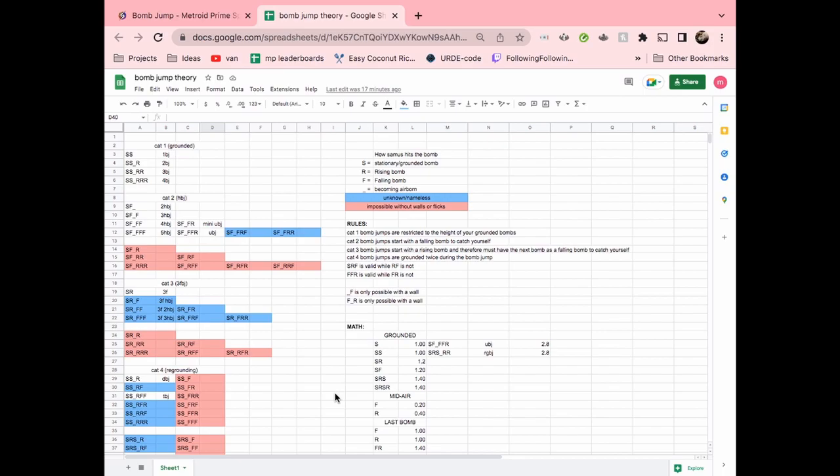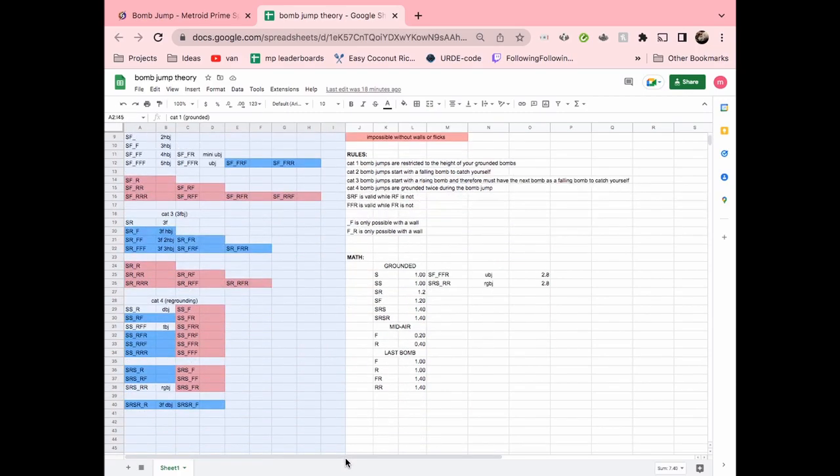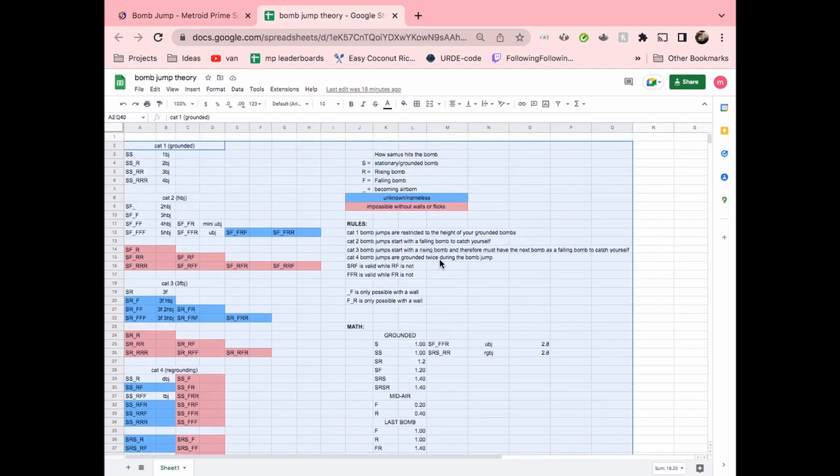That's going to be about it for our bomb jump 400 level college course. I hope maybe I've explained at least how to read this sheet, what bomb jumps look like in this sheet, what everything in this sheet means, kind of what to pay attention for. And hopefully it helps someone somewhere.